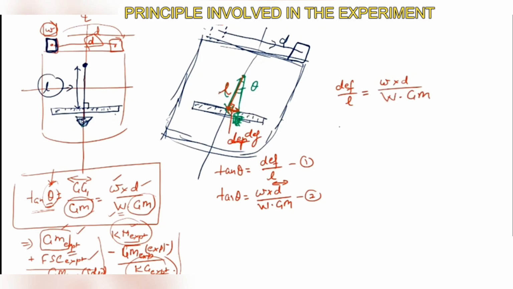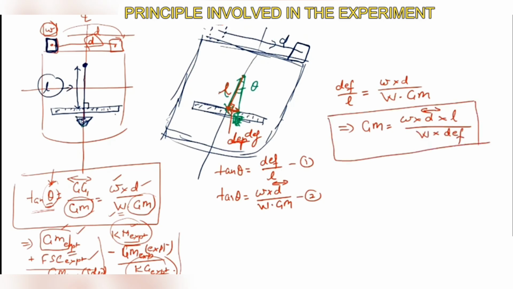You bring GM on one side and take everything else on the other side. So GM is equal to small w into d, the transverse distance through which it was shifted, multiplied by the length of the pendulum, divided by the displacement of the ship and also the deflection. This becomes the formula for the GM after you read the deflection from the scale. Correct, guys? Whatever I've explained can become part of your theory answer if the principle has to be explained. Otherwise, in numericals, this is the formula that you will use for solving the numerical. So this is the formula for your inclining experiment.